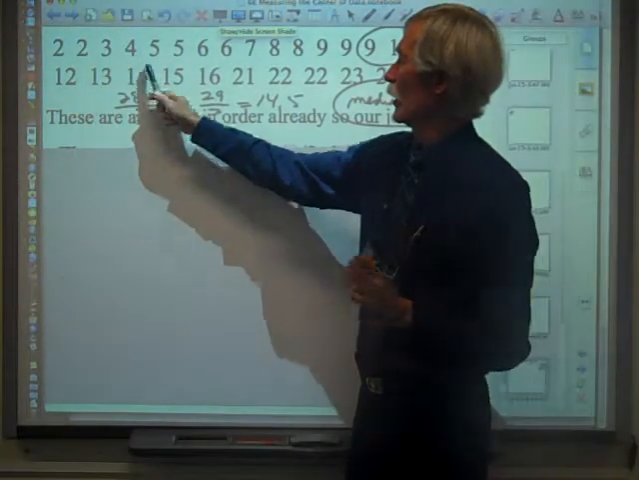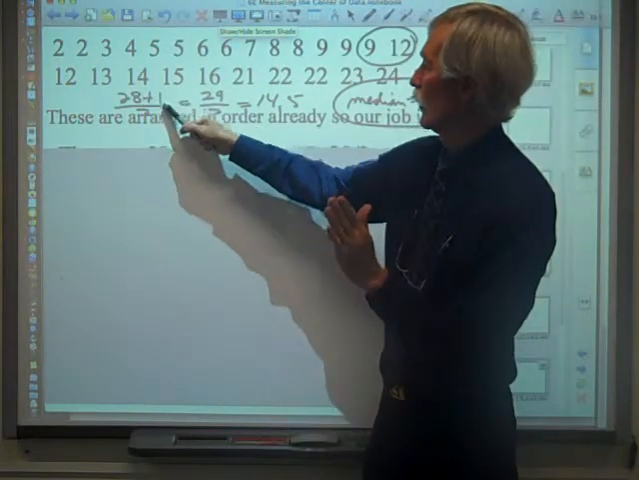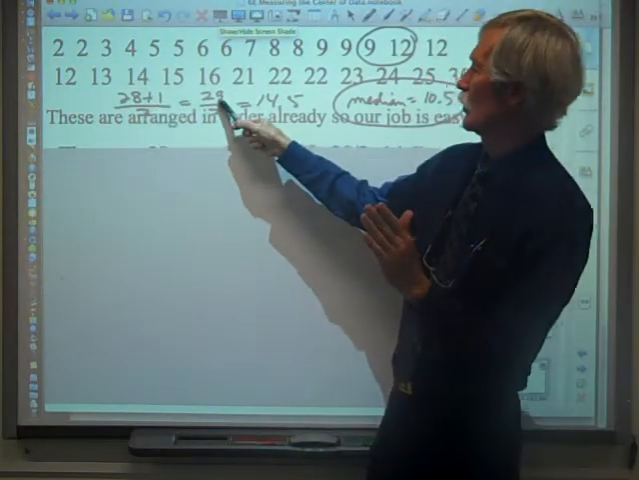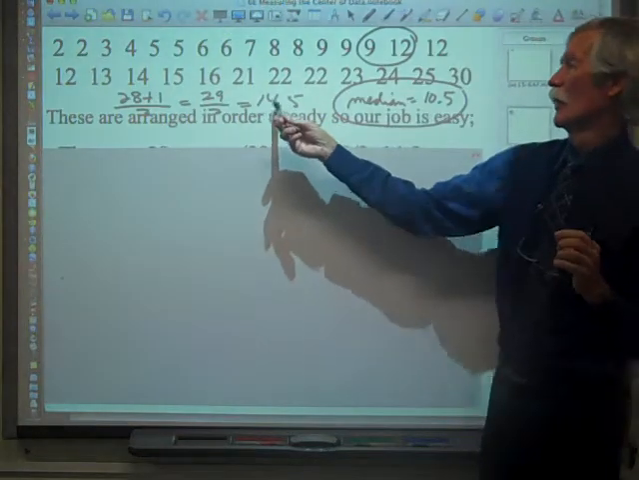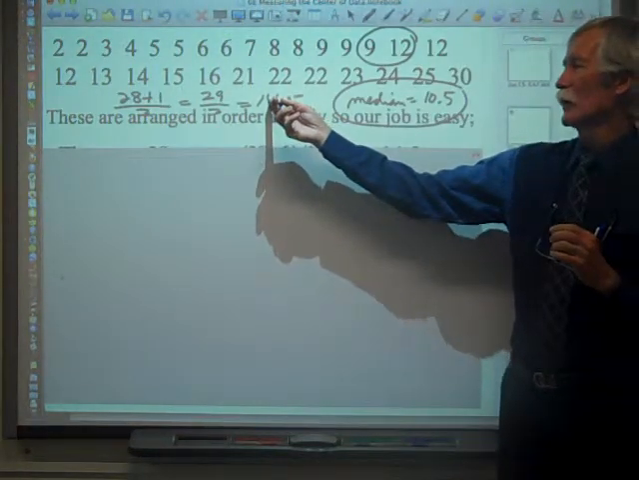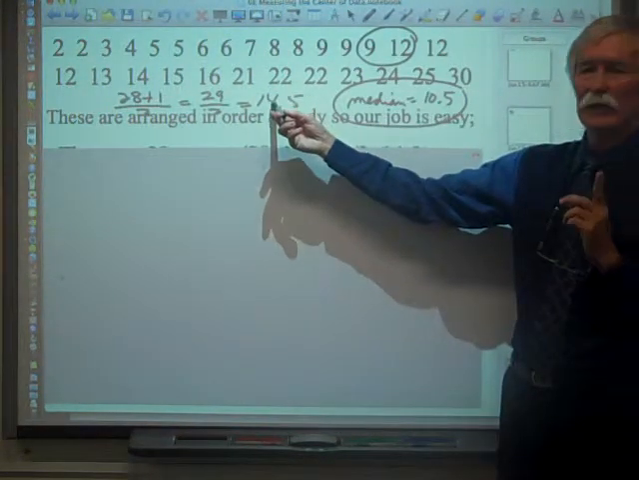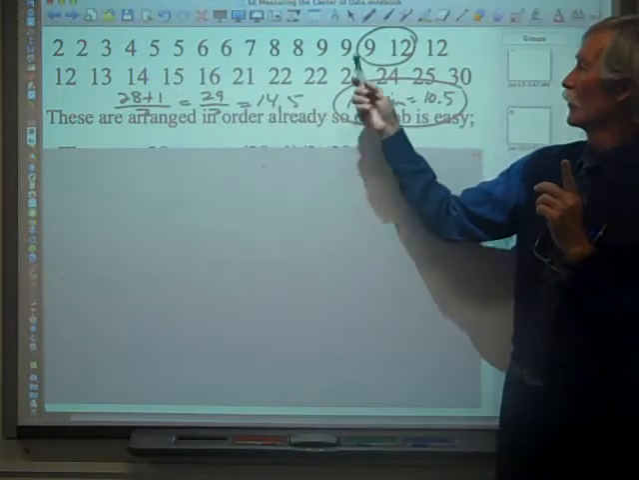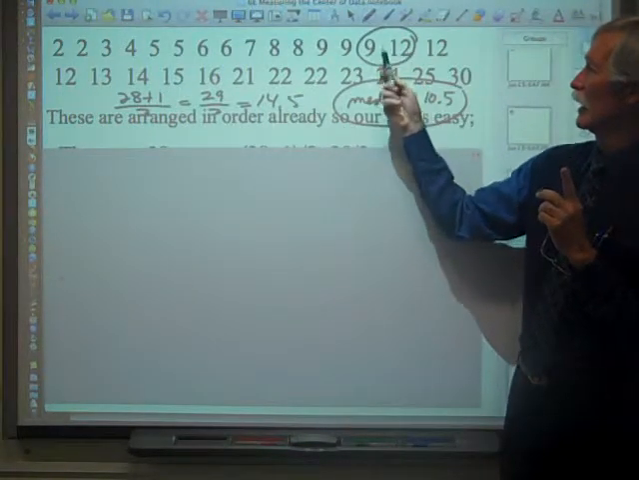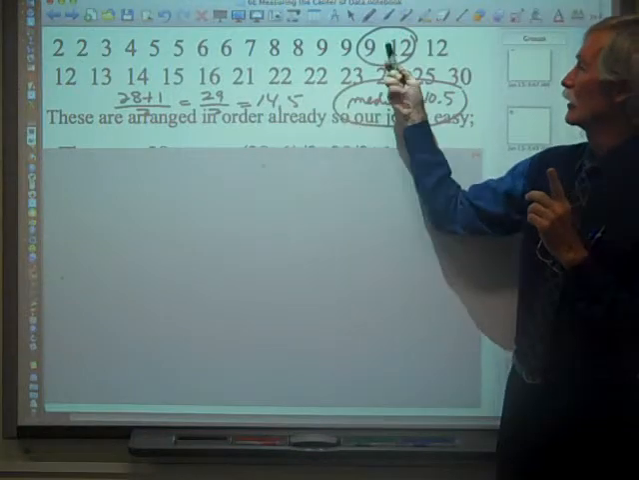So there are 28 scores. Use your little formula. 28 plus 1 over 2 is 29 over 2. It's halfway between the 14th and the 15th score. This is the 14.5 score. So find the 14th and the 15th and see what's halfway between them.